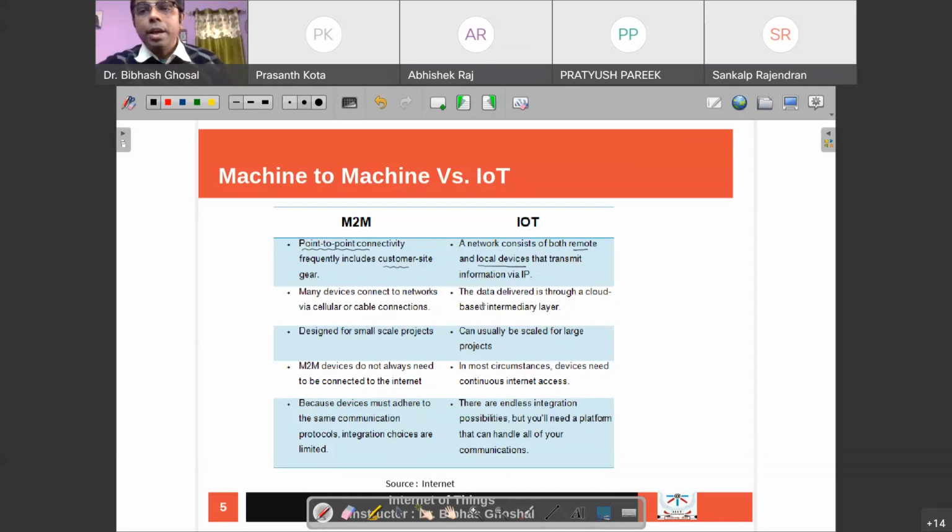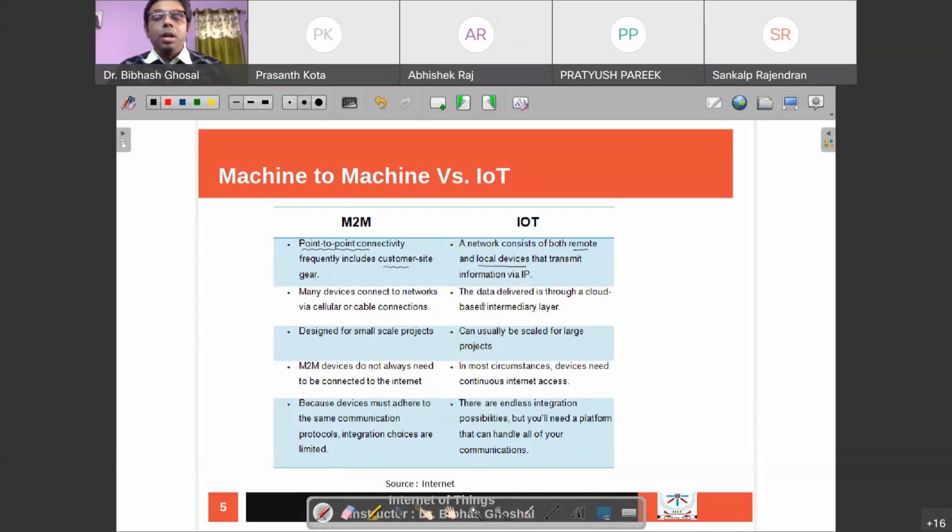It's not like that. In M2M, all the devices are normally at one place. Say, for example, in a factory or at home, you have all the devices nearby, they connect and they create a personal area network kind of.